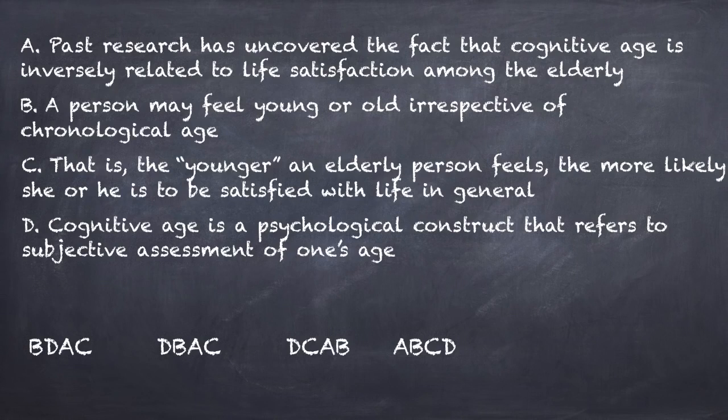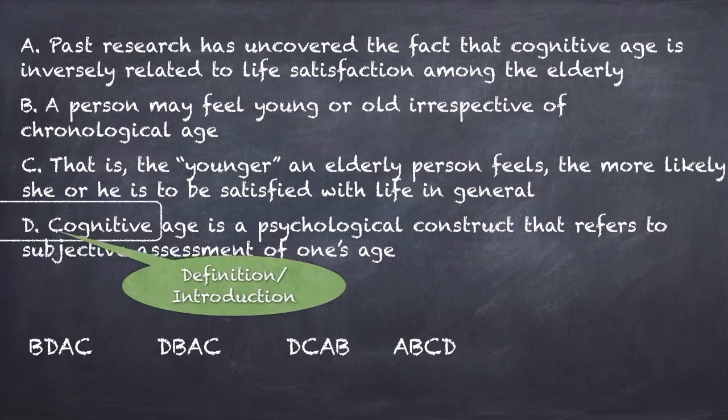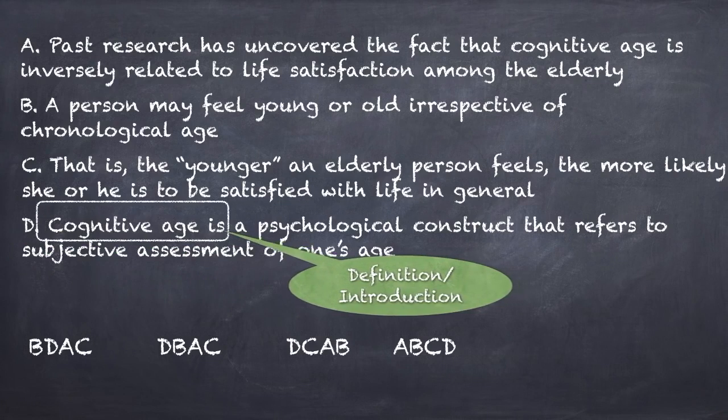So I will look at what I noticed and how, if you have some experience in reading articles, etc., very common things appear. For example, in sentence D, it says cognitive age is, right? This is a definition and introduction of something. So cognitive age is also there in sentence A. It says past research has uncovered the fact that cognitive age, right? But D is the definition of the cognitive age.